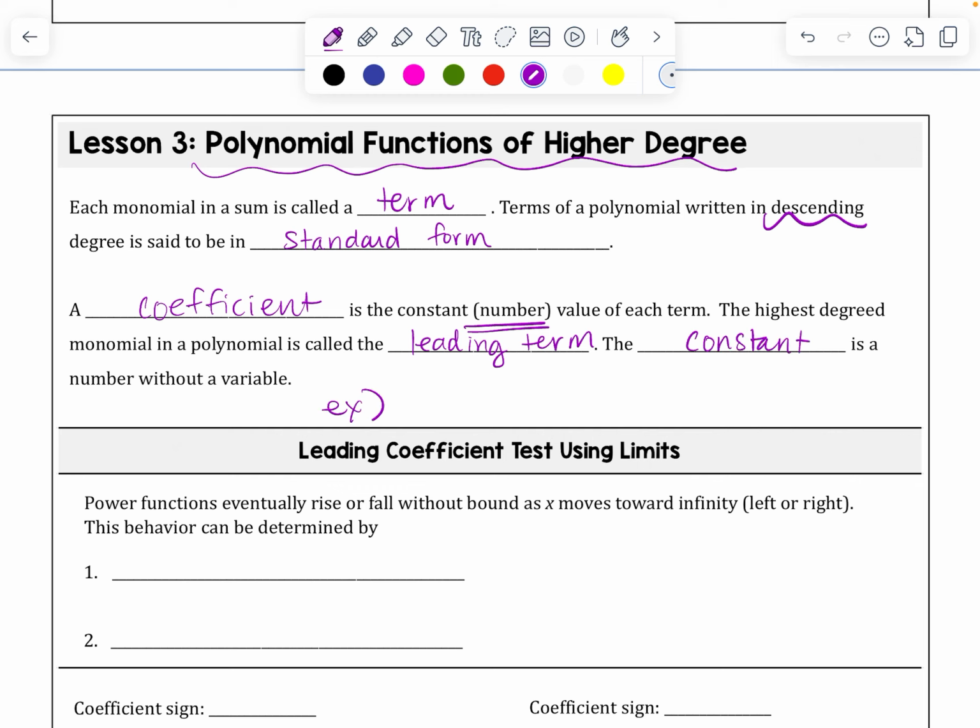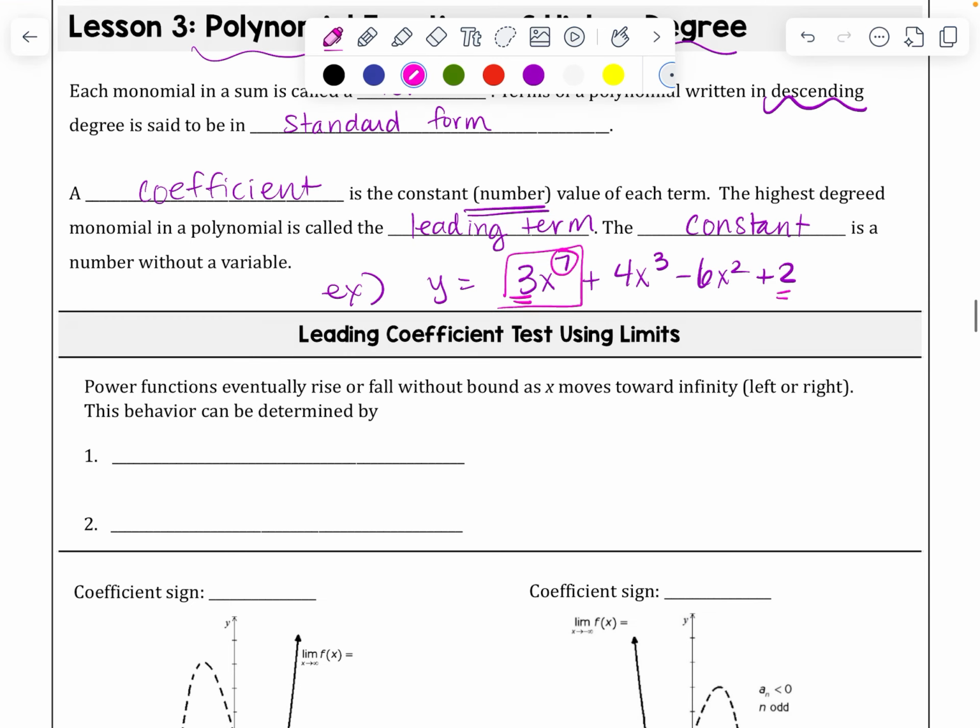So for example, if you have y equals 3x to the 7 plus 4x to the third minus 6x squared plus 2. Our leading term is 3x to the 7 because the degree is 7, the coefficient is 3, so the leading coefficient is 3, and the constant term is 2 because it has no variable on it.